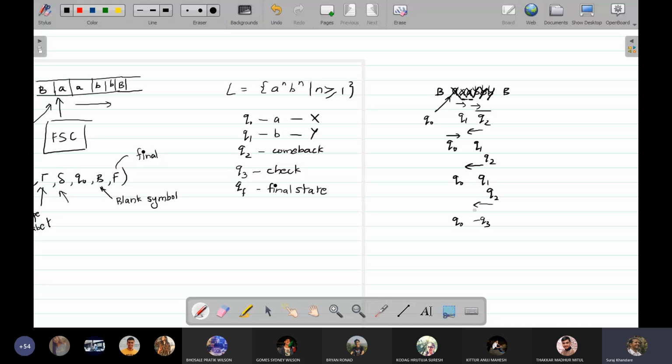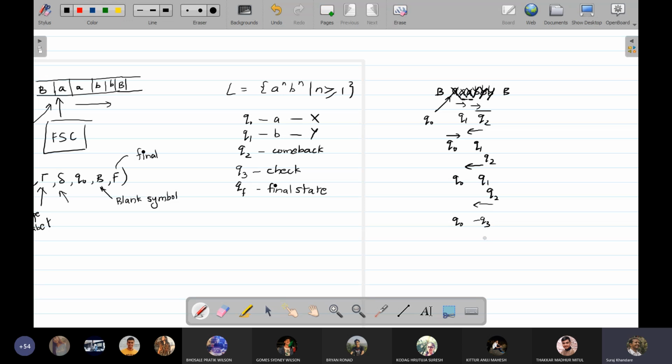Q3 is used for checking. So immediately when you get Y, we go to Q3. So Q3, it will scan. Now all the B's should be converted to Y. If you find B, it will get stuck in between.